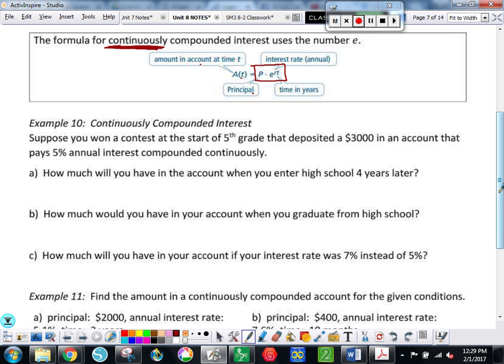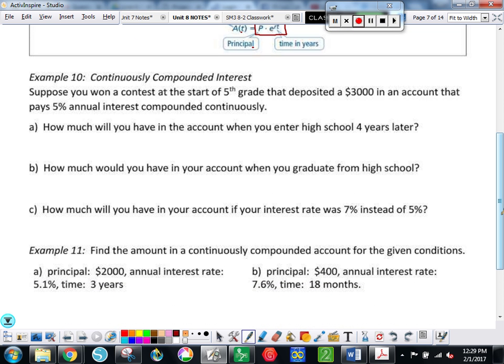All right, so example 10. Do we really have 10? I don't know. Suppose you want to save for college, and at the start of the 5th grade you deposit $3,000 in an account that pays 5% annual interest compounded continuously. So there's that key word. How much will you have in the account when you enter high school 4 years later? So the formula is the amount after 4 years. How much was the initial deposit?